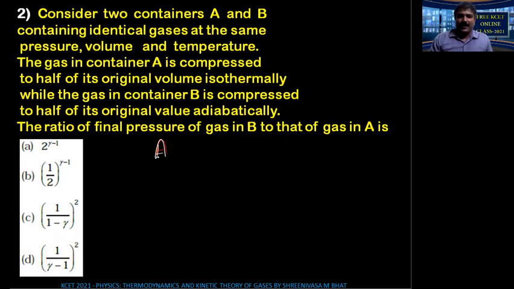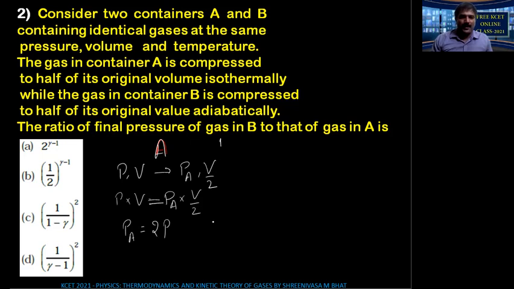So in A, gas is compressed isothermally, so volume becomes V by 2. So pressure P, volume V becomes pressure PA, volume V by 2. So therefore, what is PA? P into V equal to PA into V by 2. This is the equation P1 V1 equal to P2 V2, we can say, in case of isothermal process. So therefore, PA, the final pressure in gas A, is equal to 2P.